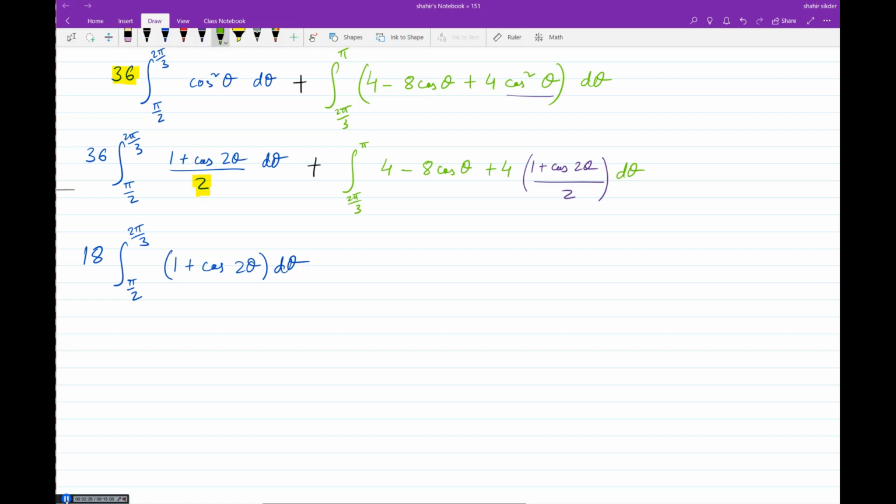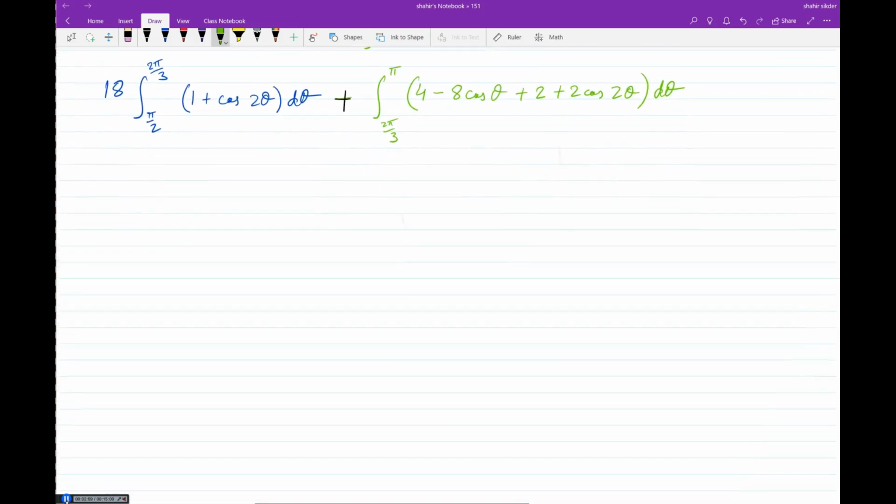The next version would be plus, here is our other integral, 2 pi thirds to pi, of 4 minus 8 cos theta plus 4 cos squared theta. Simplifying with these 2 would be just a 2, and if I distribute this 2, that would become 2 plus 2 cos 2 theta d theta.